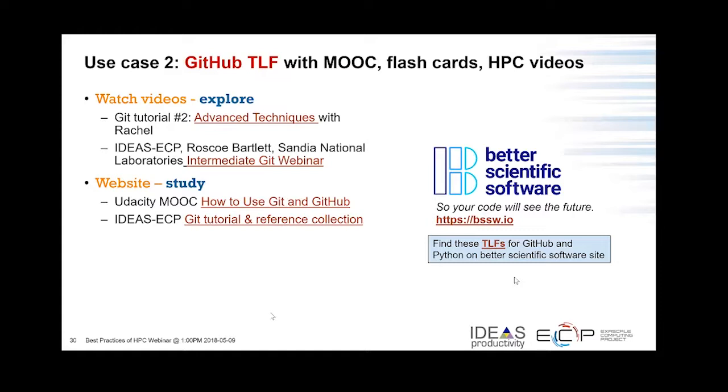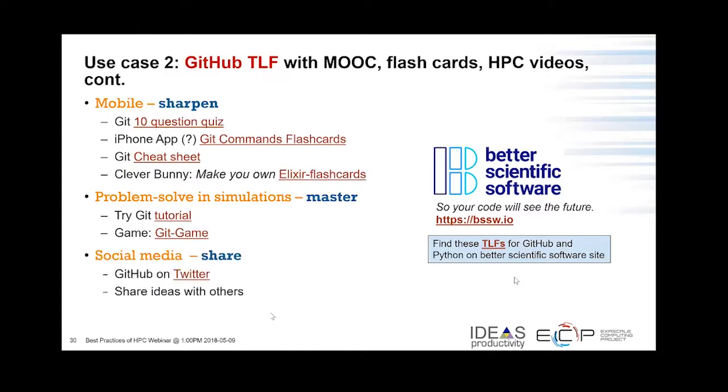Definitely leverage the forum and leverage the quizzing and the assessment. These are all really great ways to engage in a more course-like structure if you're finding that that's what you really need. And then for Git in particular, IDEAS-ECP has a great tutorial and reference collection on the BSSW website. And of course, you can also find the transmedia learning frameworks there as well. For sharpening your skills from a mobile device, there are 10 question quizzes and mobile apps, flashcard apps. There's the Git cheat sheet. And then also other ways that you can make your own flashcards as you go.